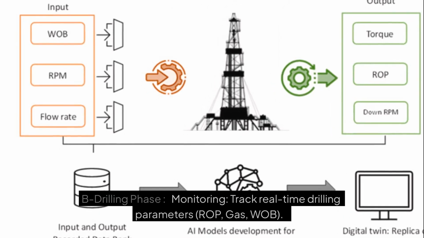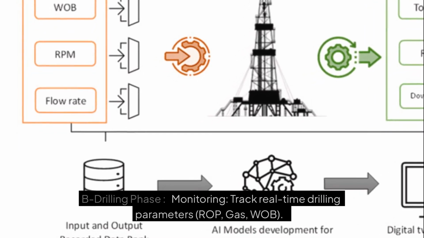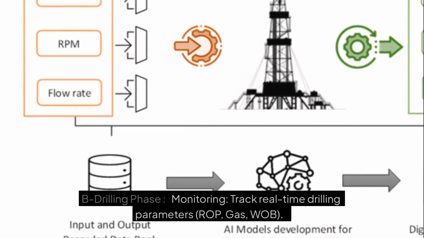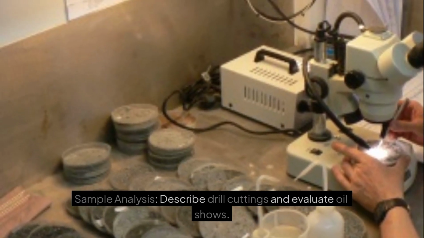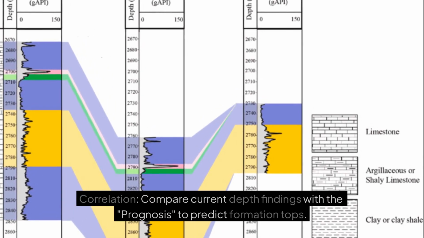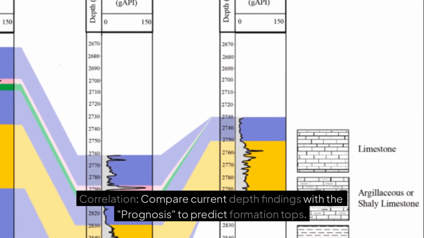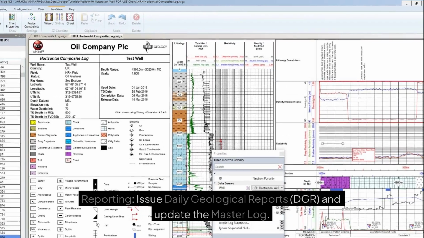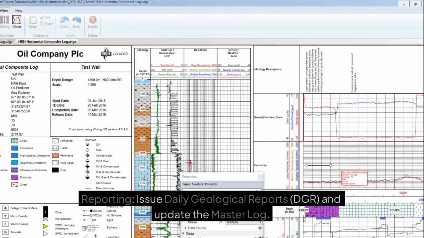B. Drilling phase. Monitoring: track real-time drilling parameters, ROP, gas, WOB. Sample analysis: describe drill cuttings and evaluate oil shows. Correlation: compare current depth findings with the prognosis to predict formation tops. Reporting: issue daily geological reports, DGR, and update the master log.